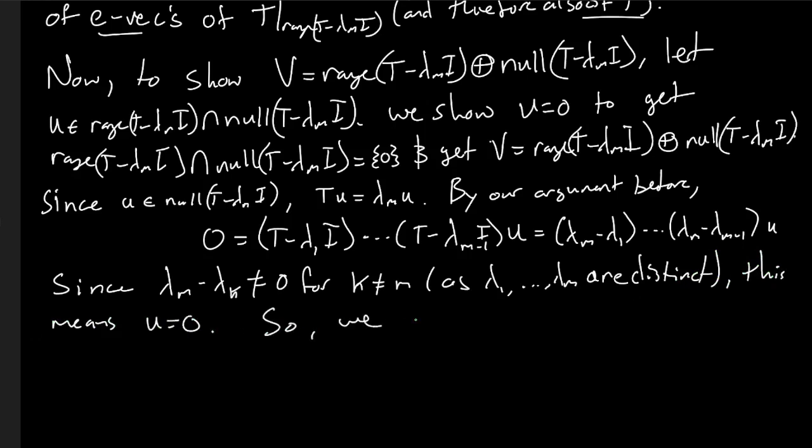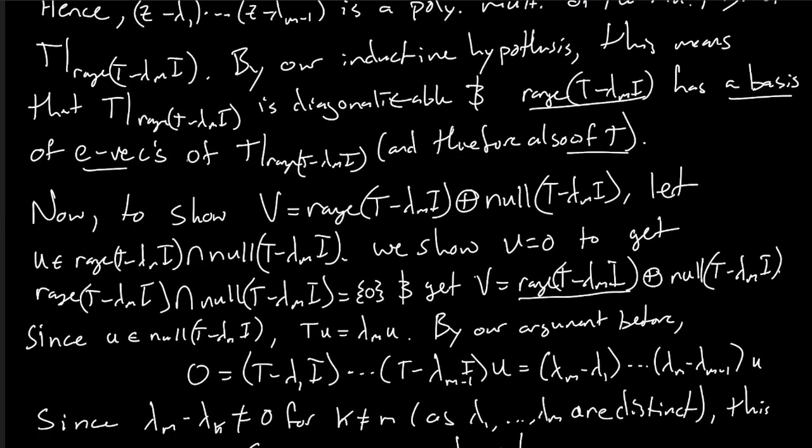So, we are done. That is, we've got that V is the direct sum of the range of T minus lambda_m I and the null space of T minus lambda_m I. We showed that the range of T minus lambda_m I, this piece right here, has a basis of eigenvectors of T. Everything that lives in the null space here of T minus lambda_m I is an eigenvector of T, except for the 0 vector, which is never an eigenvector.